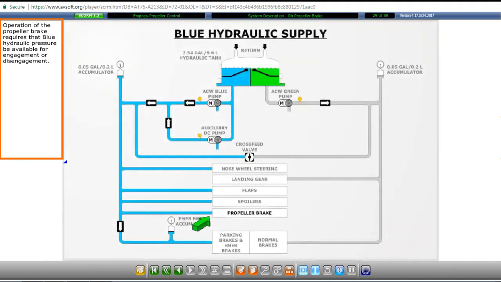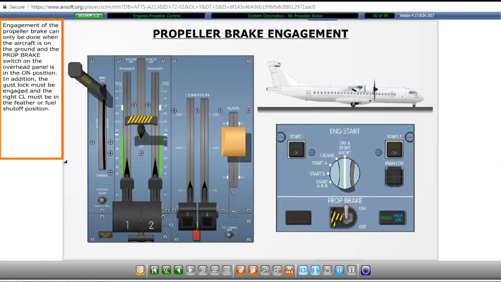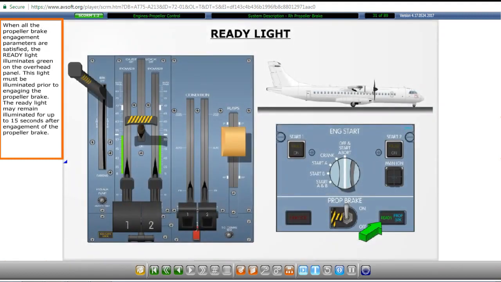Operation of the propeller brake requires that blue hydraulic pressure be available for engagement or disengagement. Engagement of the propeller brake can only be done when the aircraft is on the ground and the prop brake switch on the overhead panel is in the on position. In addition, the gust lock must be engaged and the right condition lever must be in the feather or fuel shutoff position. When all the propeller brake engagement parameters are satisfied, the ready light illuminates green on the overhead panel.